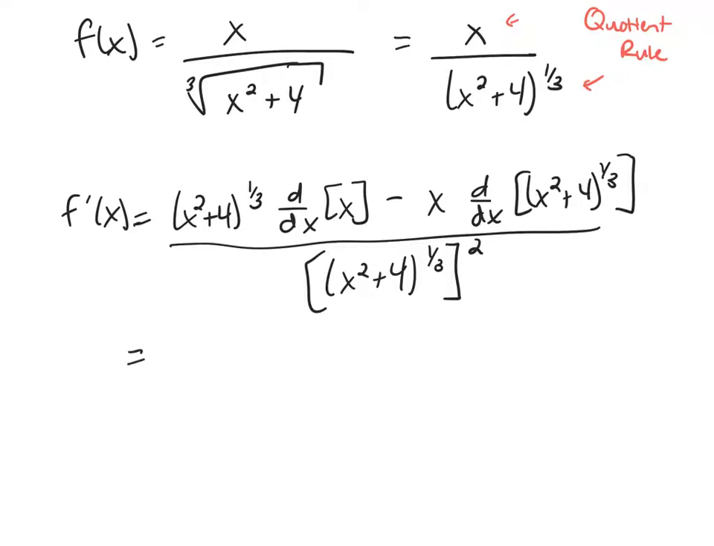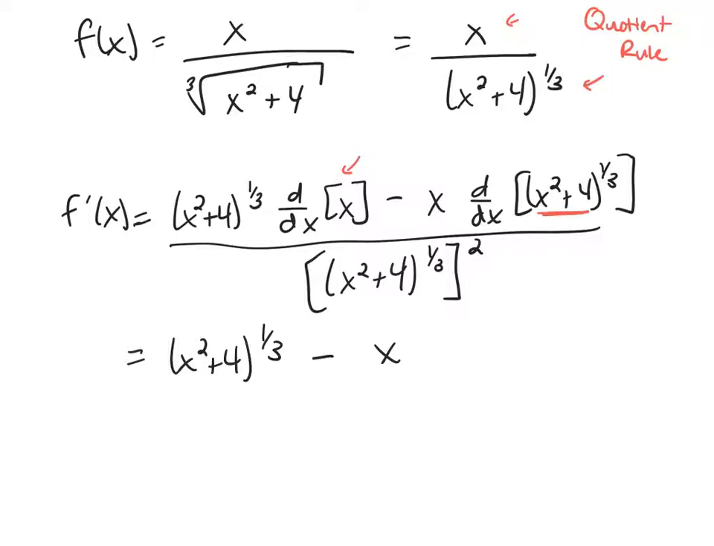Okay, so now we need to calculate some more derivatives. I need to calculate the derivative of x. Well, power rule tells me that's just 1. So times 1, or I'm just going to leave it off, minus x. And then for this derivative, I'm going to have to use the chain rule.